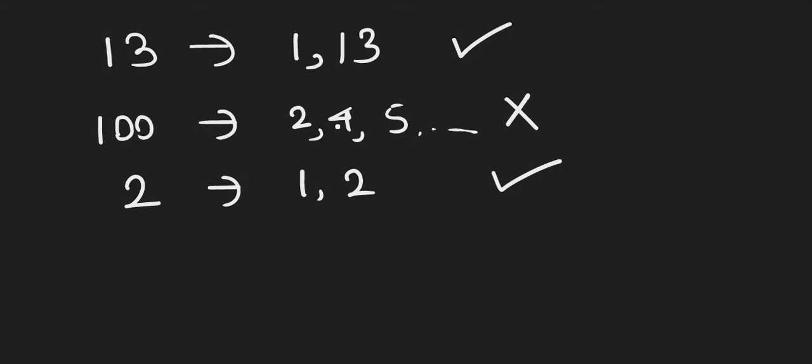Let's prime factorize some numbers. Let's prime factorize 26. If we prime factorize 26, we get 2 into 13. 13 is a prime number. 2 is also a prime number. Therefore, 2 into 13 is 26.